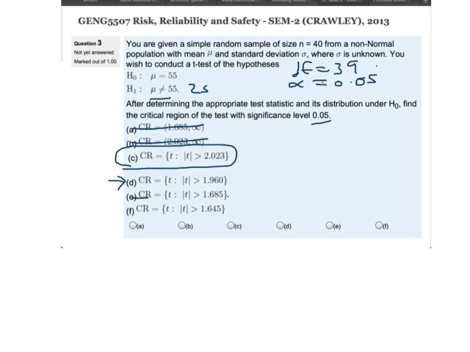Right, so we know it's not that. What's 1.645? Well, that's the z value again for an alpha of 0.1. So it's the wrong alpha and the wrong statistic. So we'll go with our answer of C, which is that the correct region is where the t statistic has an absolute value greater than 2.023.